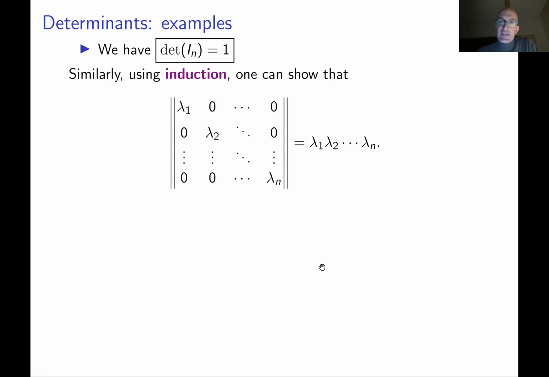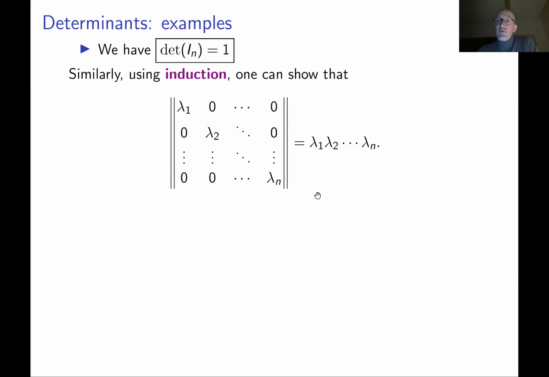In absolutely the same way, you can generalize this formula for the identity matrix. You can prove that if you have a matrix consisting of all zeros except the diagonal, such that on the diagonal you have some elements lambda 1, lambda 2, up to lambda n, then its determinant is just the product of the diagonal elements. Such matrices are called diagonal matrices. Diagonal matrices are quite simple and easy to work with.